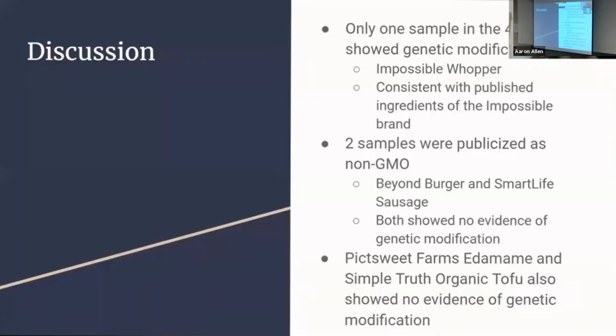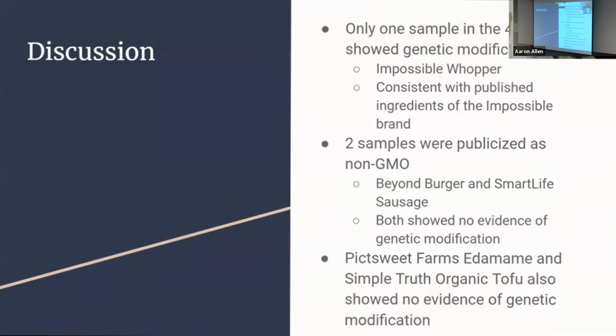Why is this important? Only one sample in the 4th trial showed genetic modification, and only one sample in the 1st trial. It was the Impossible Whopper. This is important, it's consistent with the published ingredients of the Impossible brand. The Impossible brand is proud to use GMOs. They believe that through genetic modification, we can better our food sources and better our environment and our world. If genetic modification leads to an easier way to get these plant-based proteins, we can start swapping out meat. We can help save our environment. And they're very proud to use that.